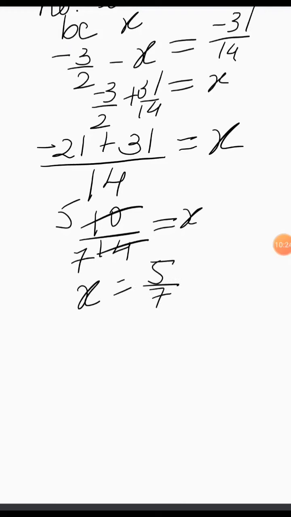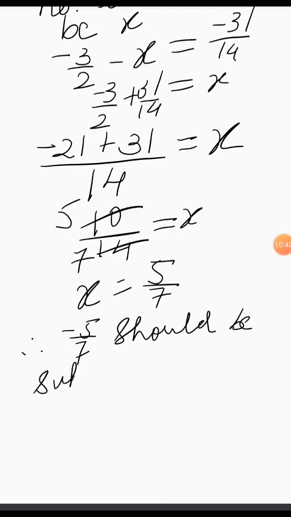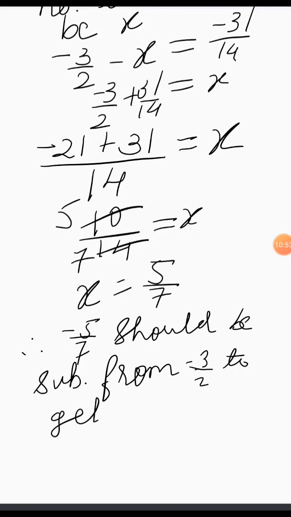And what is this x? What we have considered in the beginning? This was the number which you have to subtract. So according to the question you will write now, therefore 5 by 7 should be subtracted from minus 3 by 2 to get minus 31 by 14. Okay, so in this way you can simplify the examples.